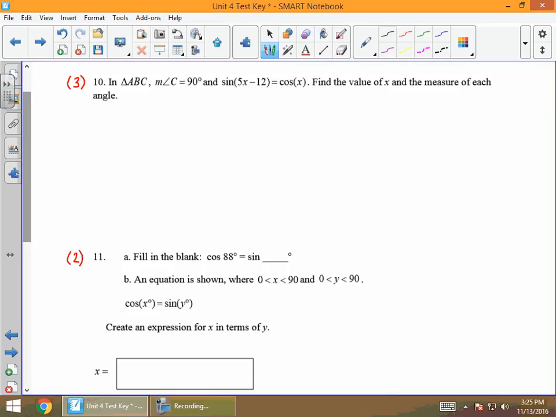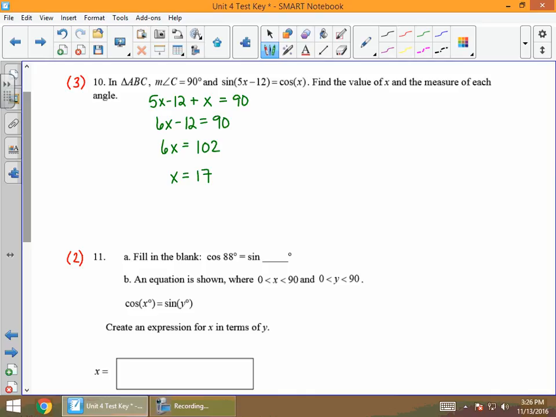So I'm going to take those two angles, 5x minus 12, and the other angle is x, and I'm going to add them together, and it has to equal 90 because they have to be complementary. So 5x plus x is 6x minus 12 is equal to 90. Add 12 to both sides. That is 102. And then divide by 6. So x is equal to 17. That is worth 1 point. X equals 17 gives you 1 point.